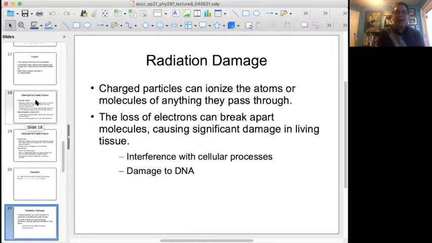And that brings us to radiation and radioactivity. Charged particles can ionize the atoms or molecules of anything that they pass through. Losing electrons can break apart molecules. When you break apart molecules in organic tissue, you're damaging the organic tissue. You're interfering with cellular processes, you're damaging DNA, you're causing health issues.